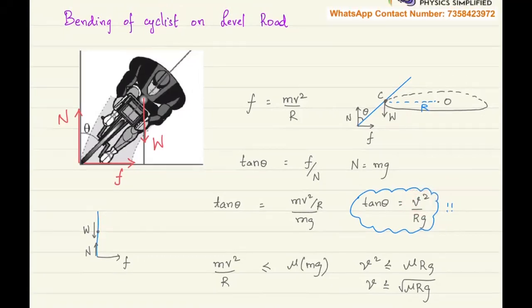So this is about bending of a cyclist on a level road, a very interesting physics behind it, why that bending is required. That bending is required to maintain the rotational equilibrium of the cyclist, so that the person can move without any wobbles. So that's about this discussion.